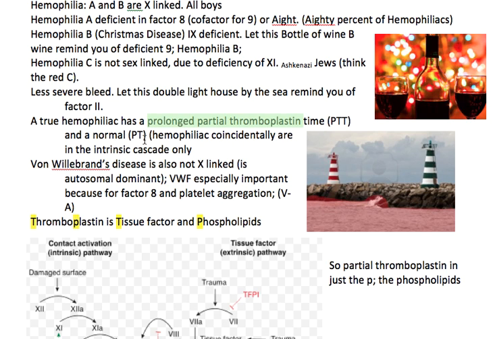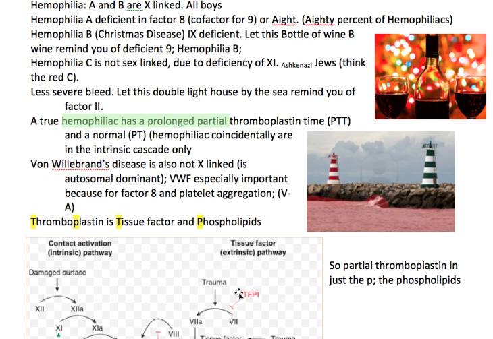So basically, this will now come together. A true hemophiliac has a prolonged partial thromboplastin time and a normal PT time. So why is the PT time not affected, whereas the partial thromboplastin time is affected? Remember, partial thromboplastin time was based on addition of phospholipids to initiate the coagulation mechanism, whereas PT was based on the addition of thromboplastin.